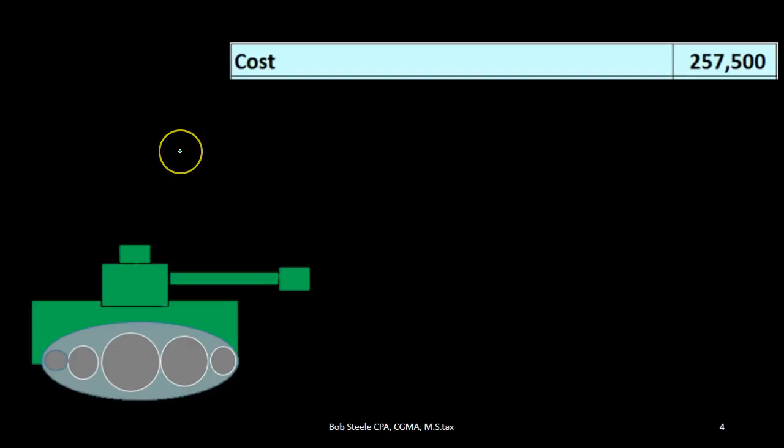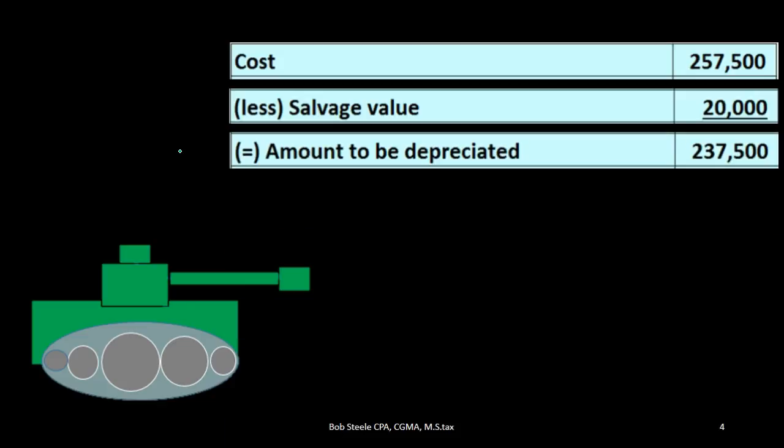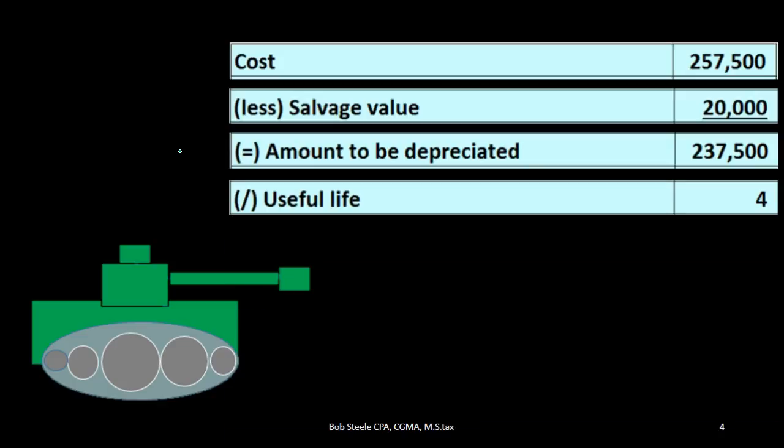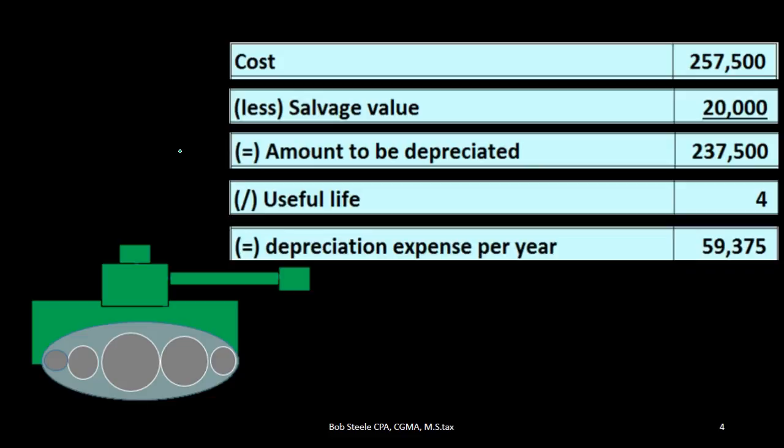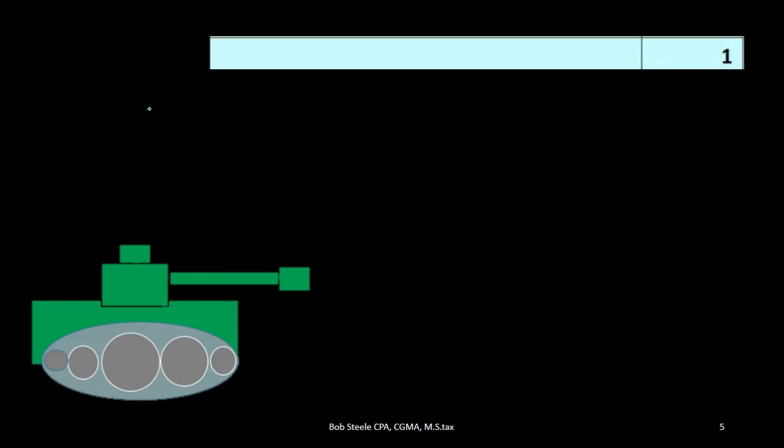Straight line method, we would just take the cost minus the salvage value. That's what we believe we can scrap it for at the end of the useful life, bringing us to a depreciable amount of $237,500 in this case, then divided by the useful life, how many years we believe we'll be able to use the tank for, and that will give us a straight line method of $59,375, meaning we would depreciate $59,375 each year for 4 years, bringing us to accumulated depreciation of $237,500, bringing us to a book value then of $20,000.